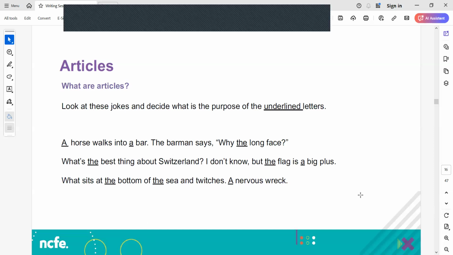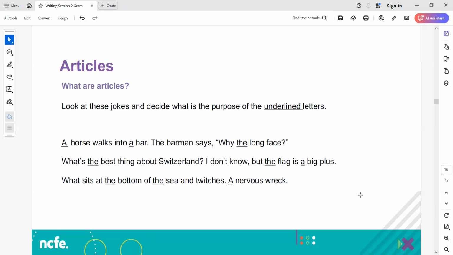So in the second example, what's the best thing about Switzerland? We want one specific thing. If it's the best, it's got to be a particular thing because it's the best one. I don't know, but the flag, so it's talking about the Swiss flag, a particular flag, is a big plus. So it's one of a number of big pluses.